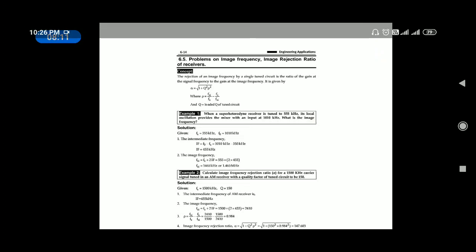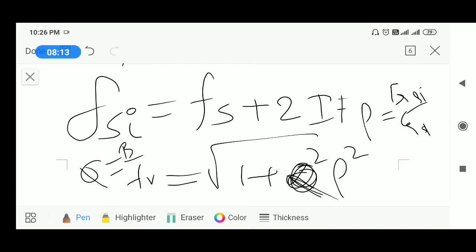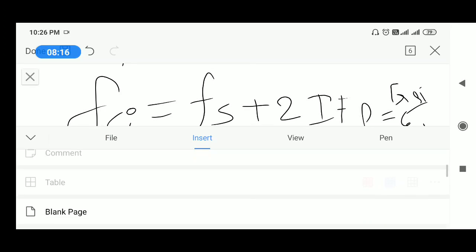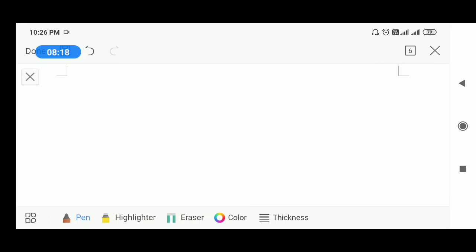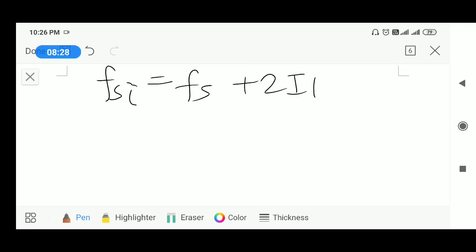I will write the two formulae once again. In general, the image frequency formula is Fsi equal to Fs plus 2IF, where Fs is the desired signal frequency and IF is the intermediate frequency. For AM its value is 455 kilohertz, and for FM its value is 10.7 megahertz.